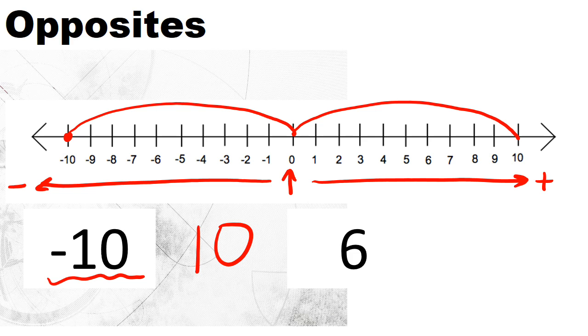So now what about the opposite of 6? So we know that 6 is 6 units away from 0. What other number is 6 units away from 0? You guessed it, it is negative 6. So opposites, all we're doing is if the number is negative, it becomes positive. And if the number is positive, it becomes negative. So go ahead and try the rest of these examples on your own.